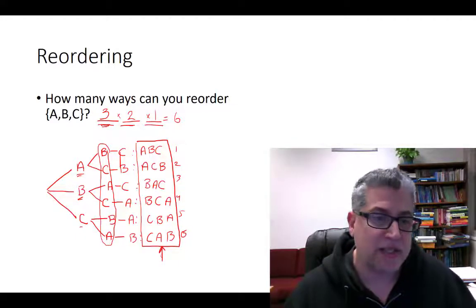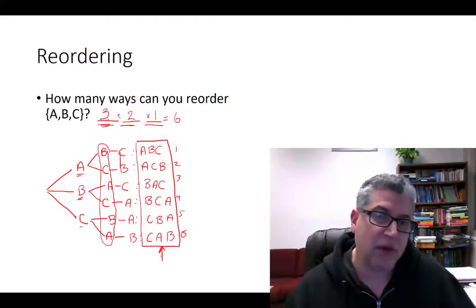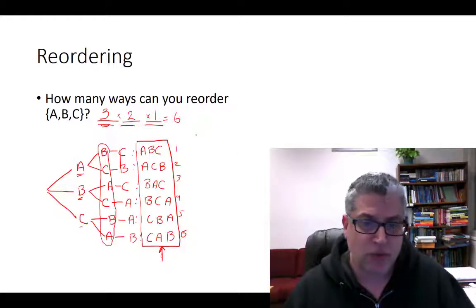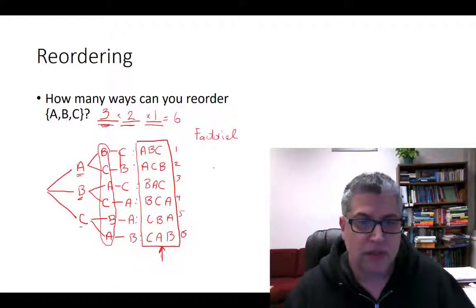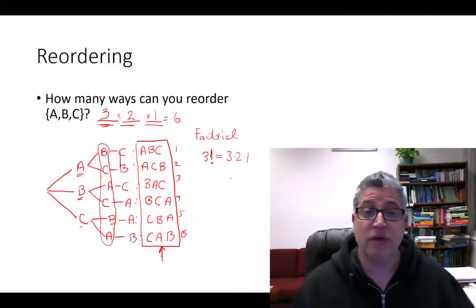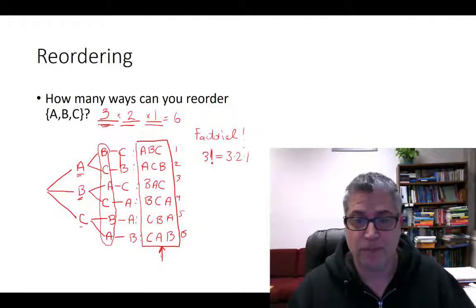You might recognize this kind of thing of multiplying by a decreasing number like that. It's called a factorial. So 3 factorial is defined to be 3 times 2 times 1. And this exclamation point is how we're going to denote the word factorial.